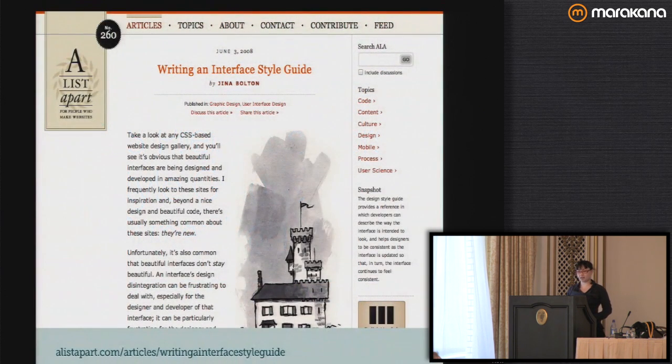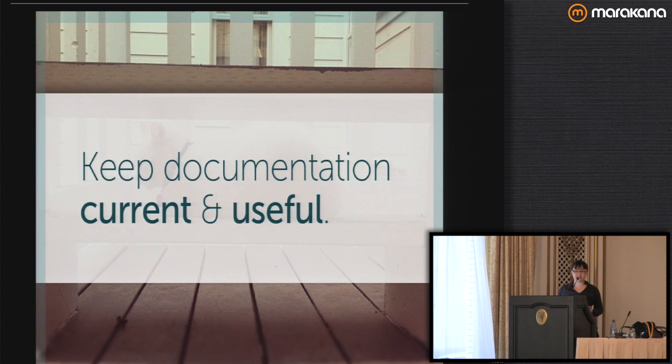A long time ago, I wrote an article about style guides for interfaces called Writing an Interface Style Guide. Back then, I was thinking of it more in terms of branding and writing styles and some development standards. But they still weren't truly living style guides. And the whole point of having documentation is that it needs to be current and useful. If it's not current and useful, then it just shouldn't even exist. It's silly. It's got to be current and useful.